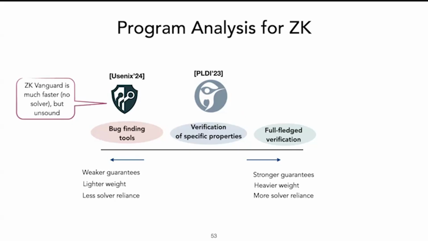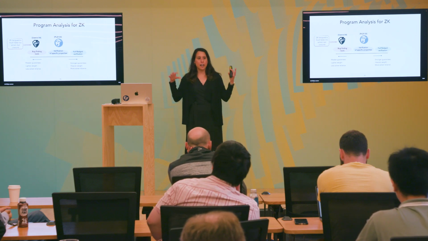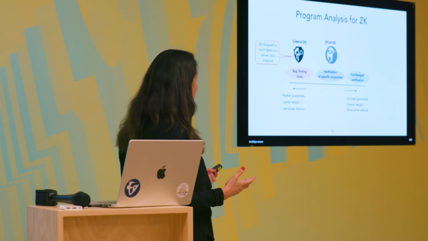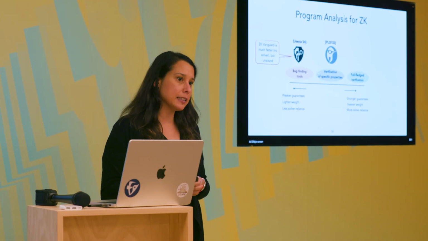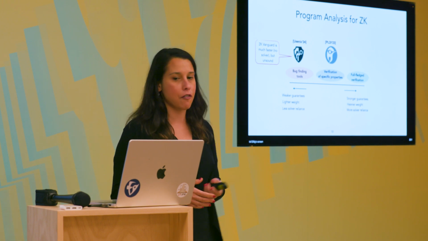So for example, in our recent Usenix 24 paper, we described a technique that constructs this graph abstraction of ZK circuits and does analysis at the graph level. And that's a much faster technique. It doesn't require any SMT solver support, but it doesn't have any guarantees. It can have false positives, it can have false negatives.